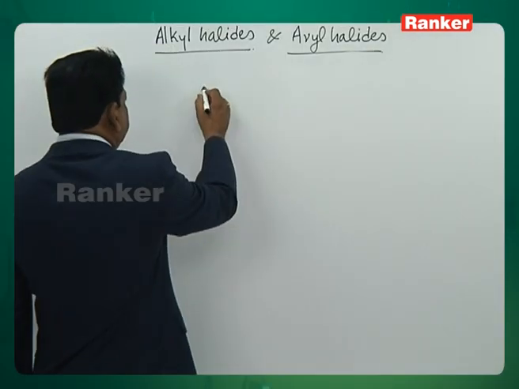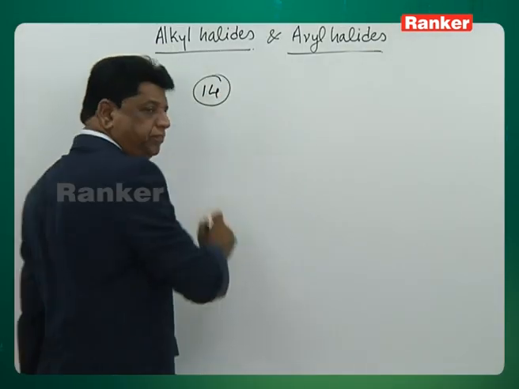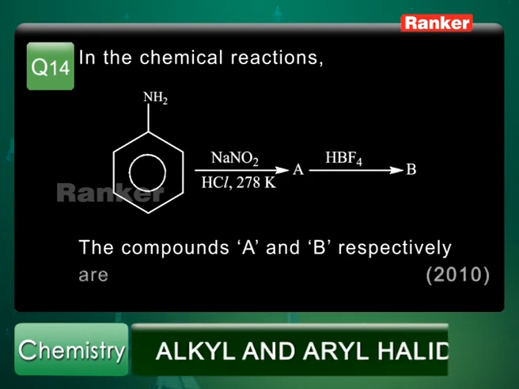Next question, 14th question. In the chemical reaction, a nitro compound, amino compound, it's an aniline. Aniline reacts with sodium nitrite, HCl and heating, that gives a diazonium compound with the HBF4. That means a combination of HF and BF3. When you add it, a fluorinated diazo compound will come. That compound on slow heating gives a fluorine introduction.